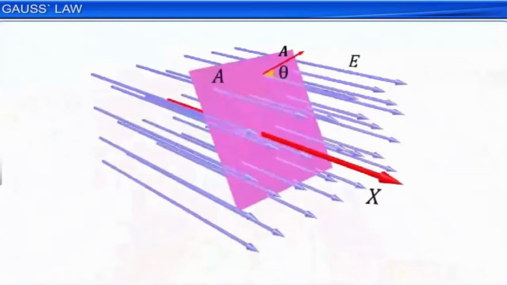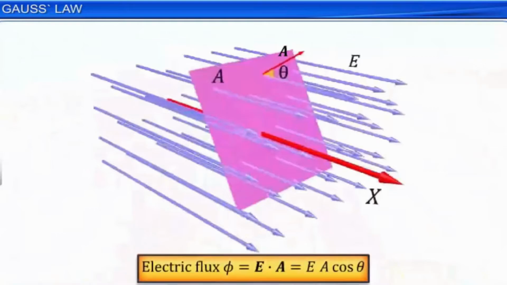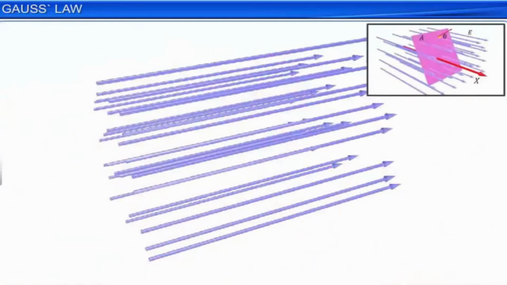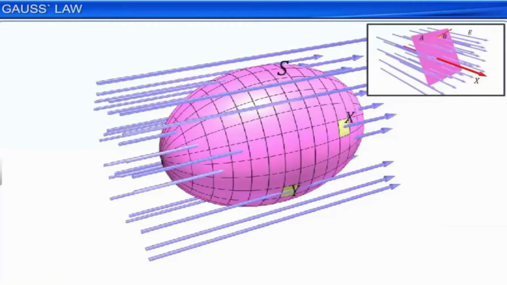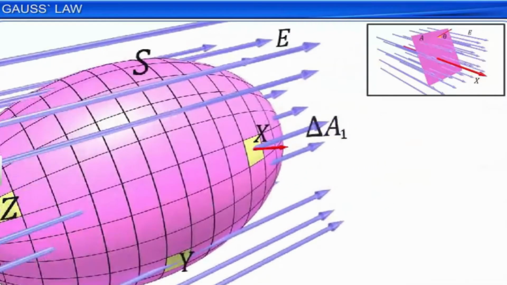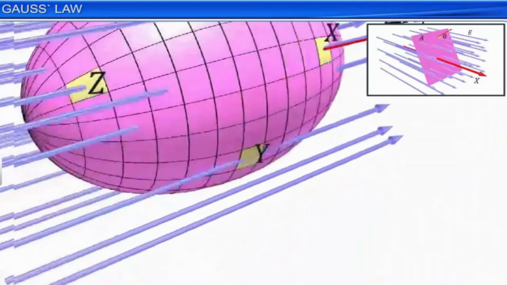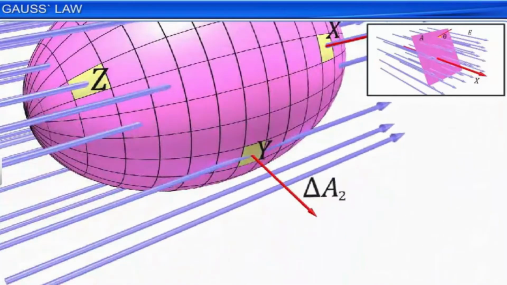The electric flux passing normal to this area is then given as phi is equal to E dot A, or phi is equal to EA cos theta. Now, consider a closed surface S placed in the uniform electric field of strength E. Consider three elements X, Y, and Z on the closed surface having areas delta A1, delta A2, and delta A3 respectively.